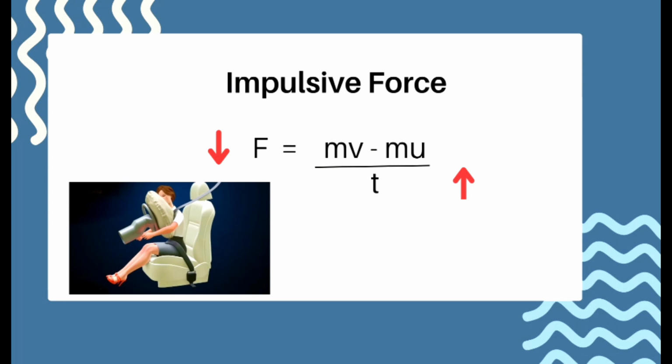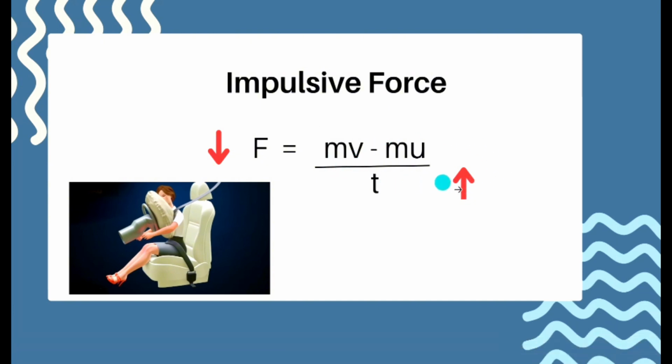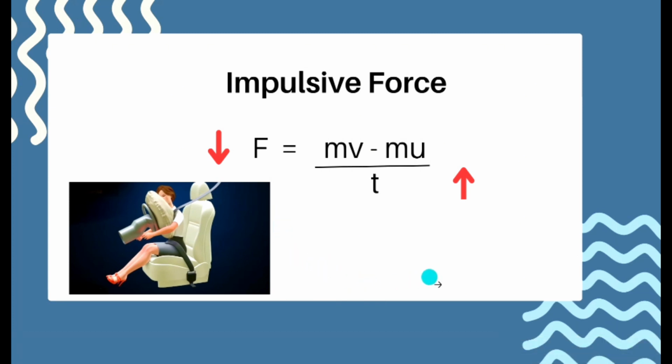We know that impulsive force is defined as the rate of change of momentum during a collision in a short time interval. The formula is given by F equals mv minus mu over t, where t is the time. So during an accident, with the help of an airbag, we can lengthen the time of impact to reduce the impulsive force acting on the driver. In conclusion, the airbag is one of the safety features in a car that plays a vital role in reducing the possibility of getting severe injuries.